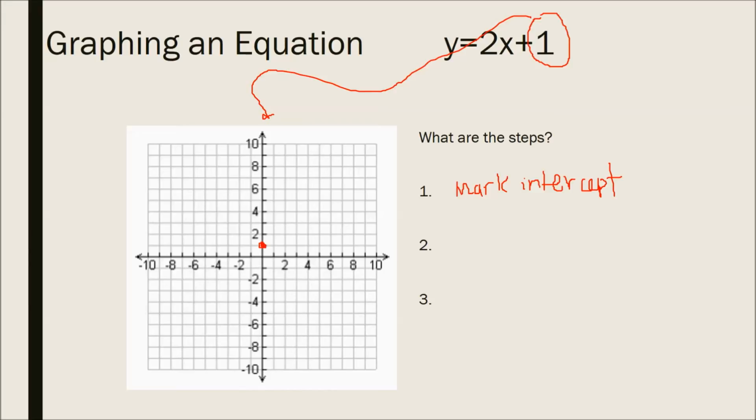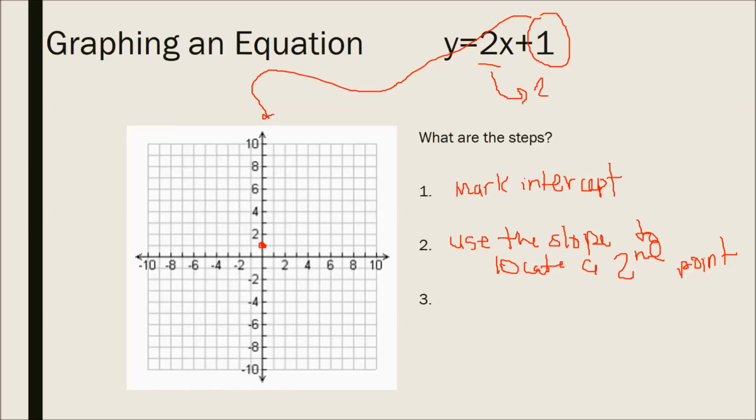Step 2 is to use slope to locate a second point. Our slope is going to be the number that is attached to the x, and that would be the 2 right there. It's always going to be in fraction form. If it's not, make it a fraction by putting a 1 underneath it. So 2 would become 2 over 1.